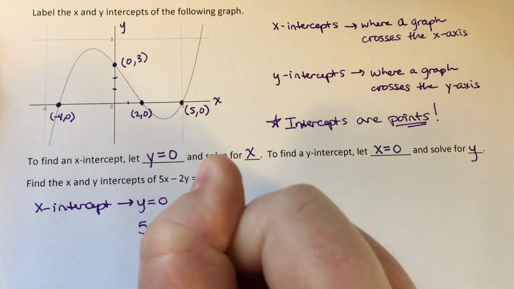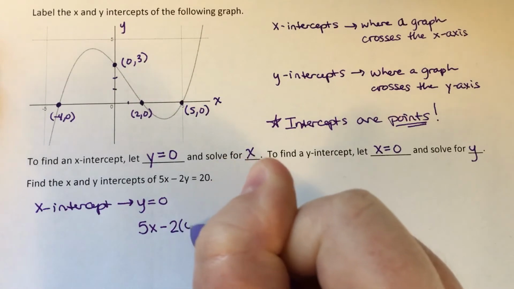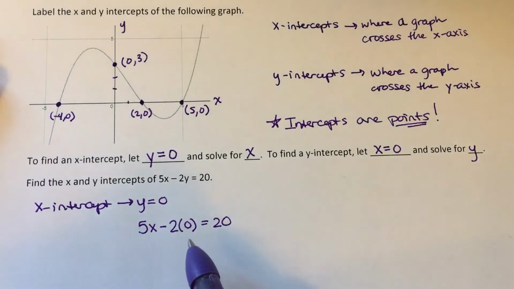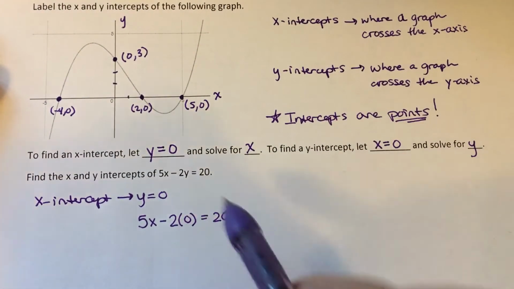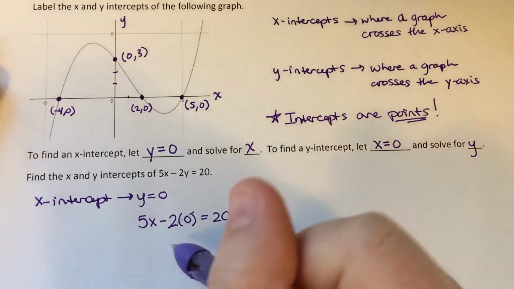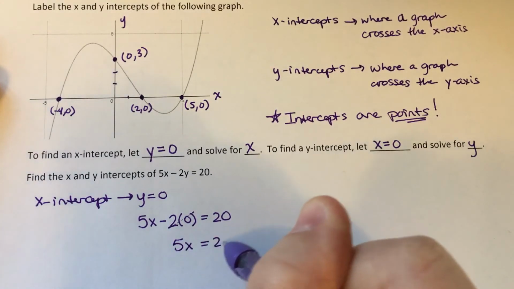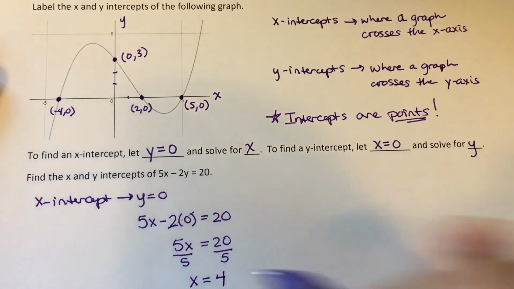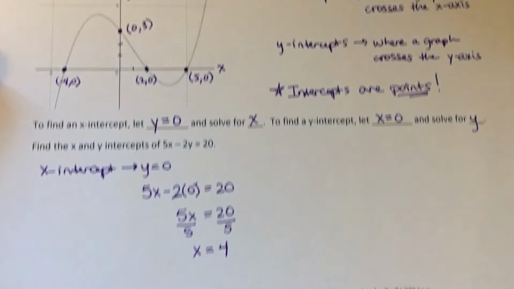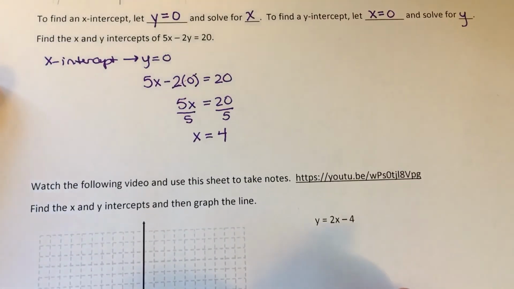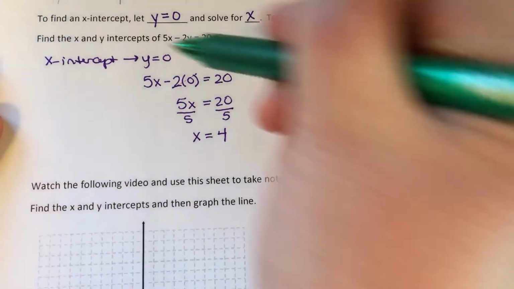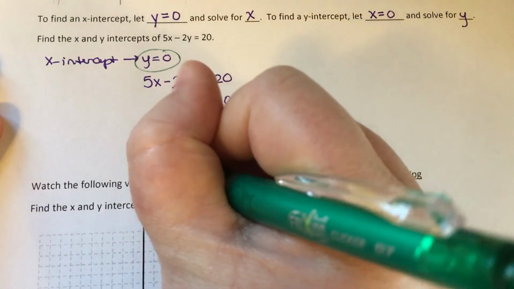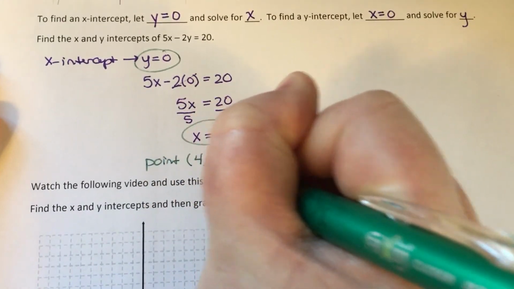So that'd be 5x minus 2 times 0 = 20. Plugging in 0, what that does is it makes this term 0. So we'll just get 5x = 20. And then if we divide both sides by 5, that makes x = 4. So our answer isn't just x = 4. The answer is the point where y = 0 and x = 4. So the x-intercept is the point 4, 0.